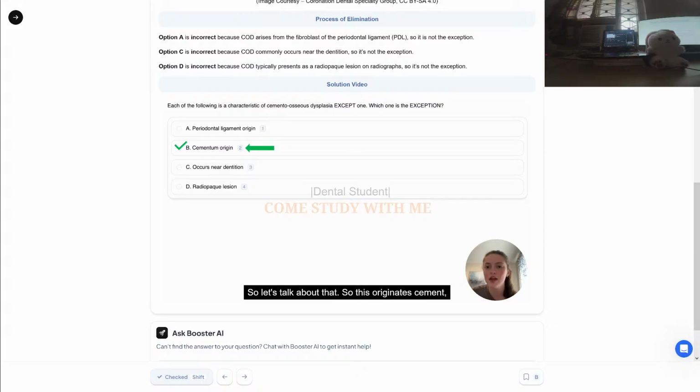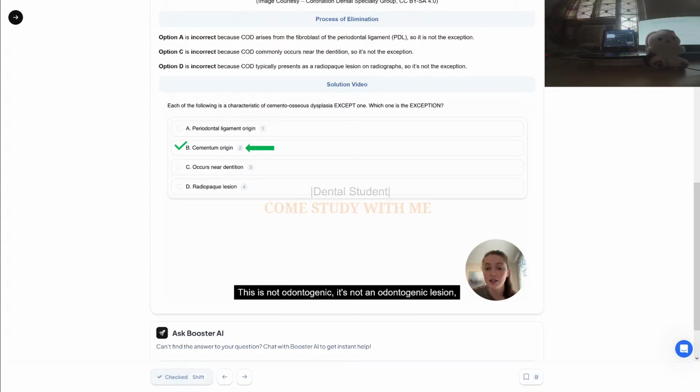So let's talk about that. This cemento-osseous dysplasia originates from the fibroblasts of the PDL. And I also kind of gave you a hint about this when I said that the PDL will remain intact. Now remember, this is a fibro-osseous lesion. Emphasis on that fibro because it comes from the fibroblasts. And what's happening is connective tissue is replacing bone. So if you know what a fibro-osseous lesion is, it'll help you remember fibroblasts are found in that PDL space, and this has that periodontal ligament origin.